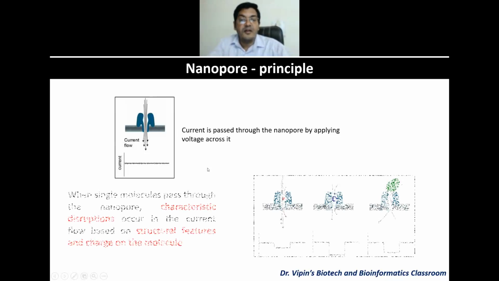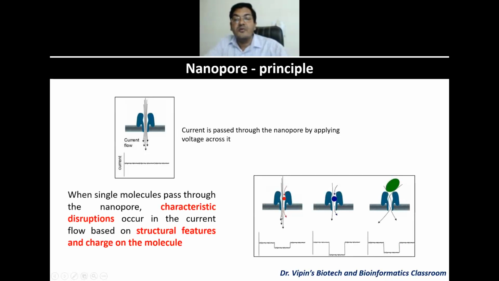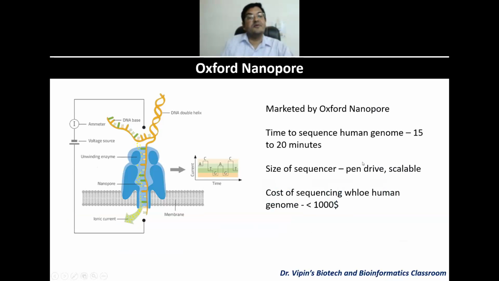Then as you move in different sized molecules and differently charged molecules, there is fluctuation in current that happens. So depending on what shape and size and charge the molecule contains, you will have differential fluctuation in current. So that is a signature for what molecule is basically moving through the nanopore, right? And fortunately for us, A, T, G, and C produce different fluctuations in current.